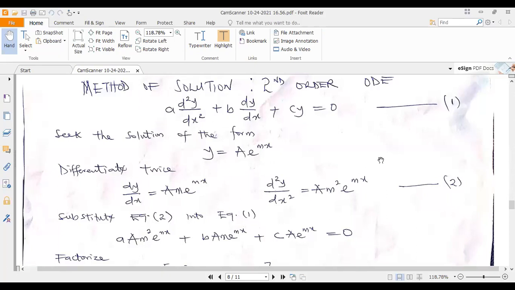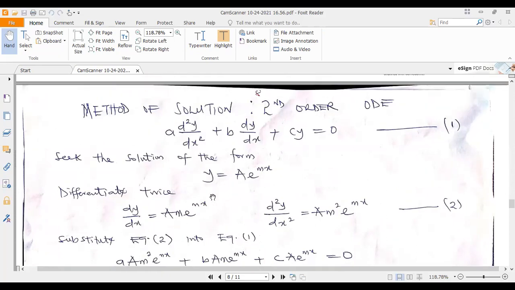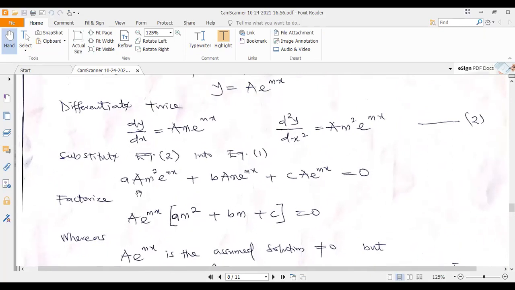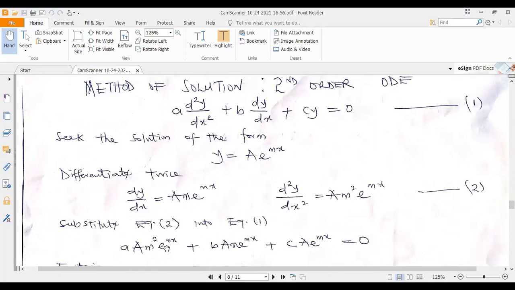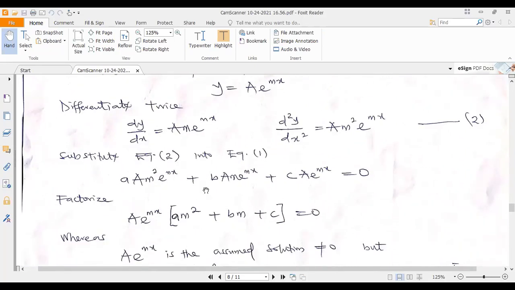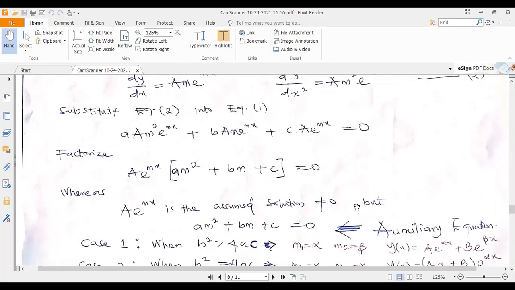Then by the time you return everything, equation 2, you substitute back into equation 1. Then you now have your expression to be what? A... look at it, this A is still here. Then what's the next thing is that we can factorize. What we are going to factorize out is A exponential mx. Then in brackets, a m squared plus bm plus c is equal to 0. And I told you last time there are 3 things involved. But out of all the 3 things, we know that A exponential mx is the assumed solution. So if it is the assumed solution, it can never be 0. But the other one, which is am squared plus bm plus c, is equal to 0. And I said this is what we call the auxiliary equation.